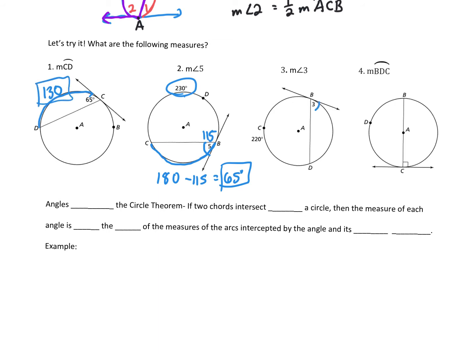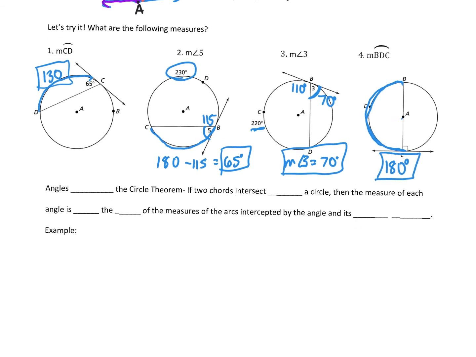Measure of angle 3 is here. Same thing: if this is 220, this then has to be 110. 110 plus what makes 180? 110 plus 70. So the measure of angle 3 is 70 degrees. Then BDC, I can already tell this is half of a circle. I don't even have to do anything. Half of a circle is a semicircle. It's 180 degrees.